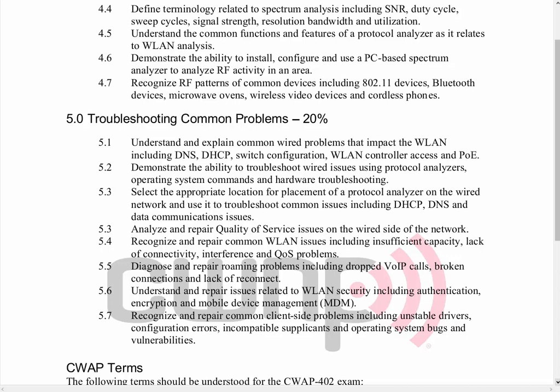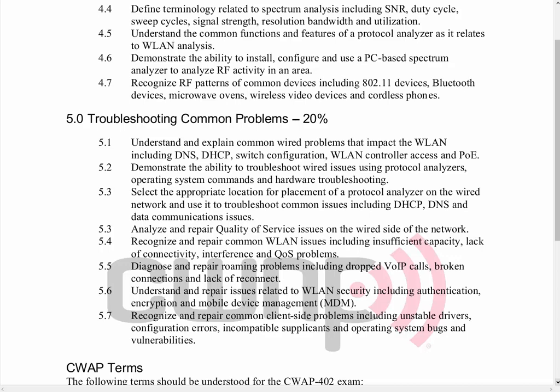So how would you troubleshoot an access point, for example, that's unable to locate the wireless LAN controller? That's a good example scenario. How would you troubleshoot a client that's connecting to Wi-Fi clearly, but not getting an IP address? These are the kinds of things we're talking about here. 5.2, understand the ability to troubleshoot wired issues using a protocol analyzer, operating system commands, and hardware troubleshooting.